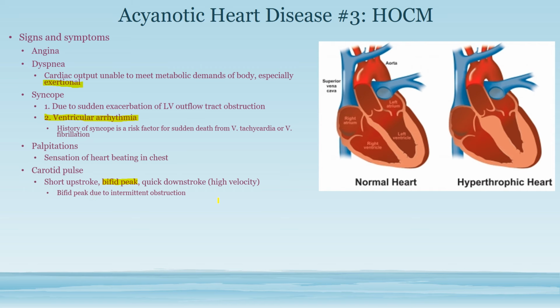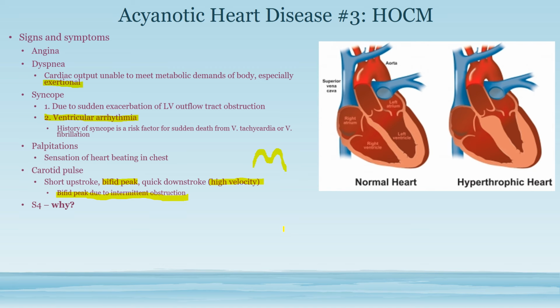The bifid peak is due to the obstruction lessening and becoming worse again and lessening again while the blood is flowing through the left ventricular outflow tract. So due to the intermittent obstruction, you're going to get a bifid peak. So it's going to go up, come down, and go up again like a camel hump. And it'll be a very quick downstroke due to the high velocity of the blood.